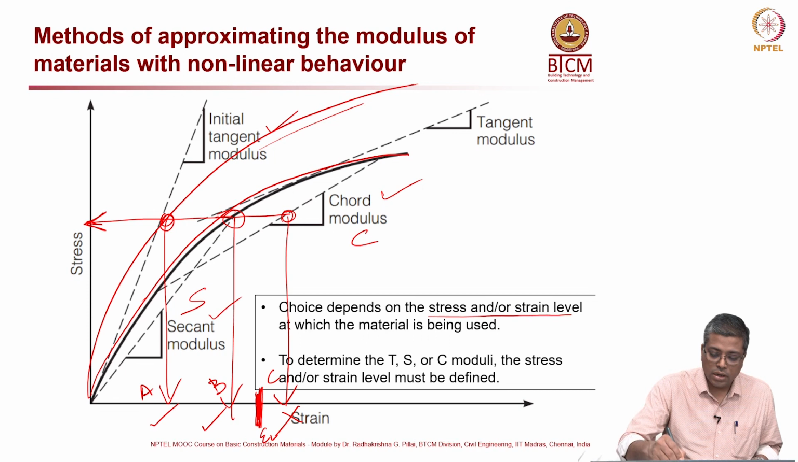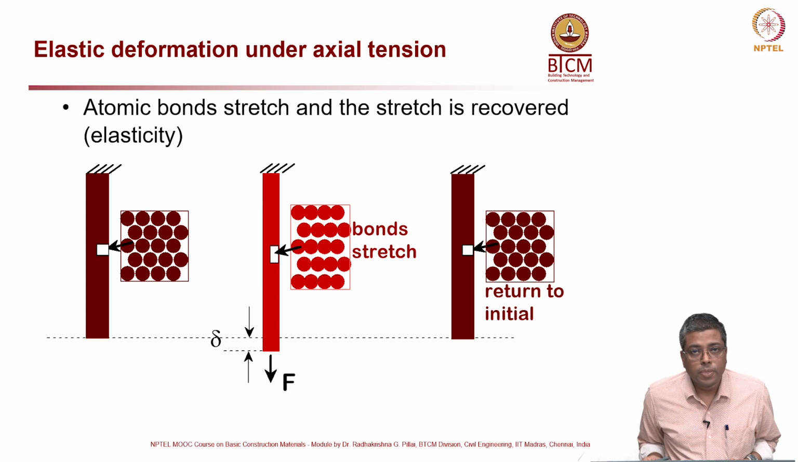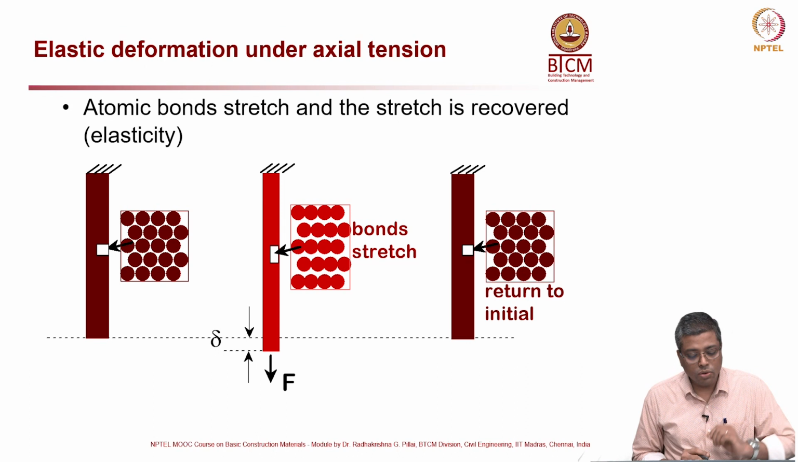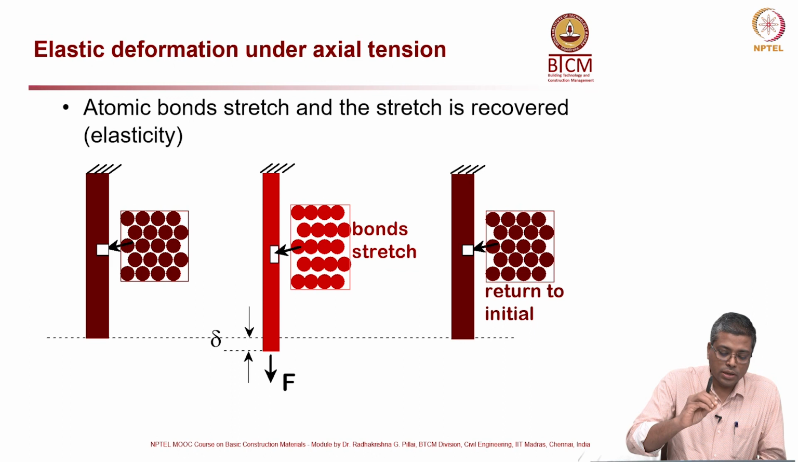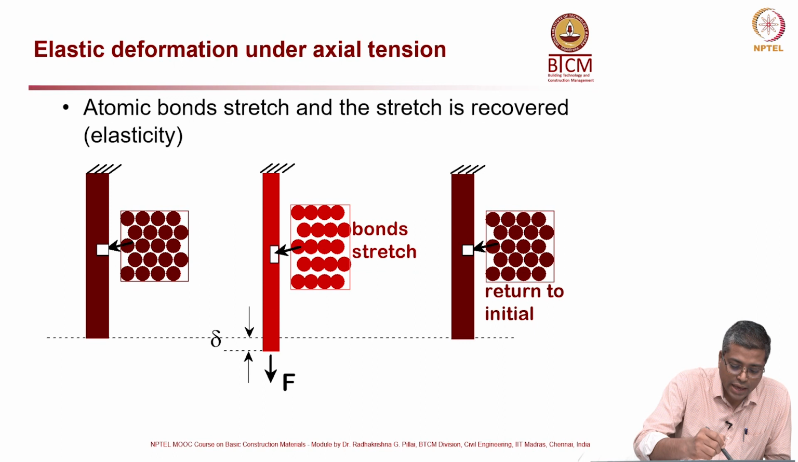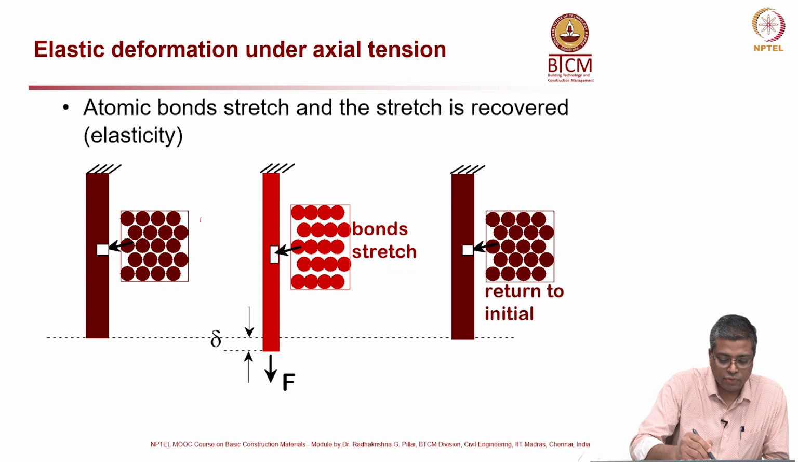Now, elastic deformation under axial tension. Atomic bonds stretch and the stretch is recovered, that is what we mean when we talk about elasticity. What is actually happening? Look at the first image here, where all these circles can be thought of as atoms, and they are bonded. In every line you have atoms, 1, 2, 3, 4, 4 atoms in the first line, 4 here, 4 here, 4 here, 4 here.